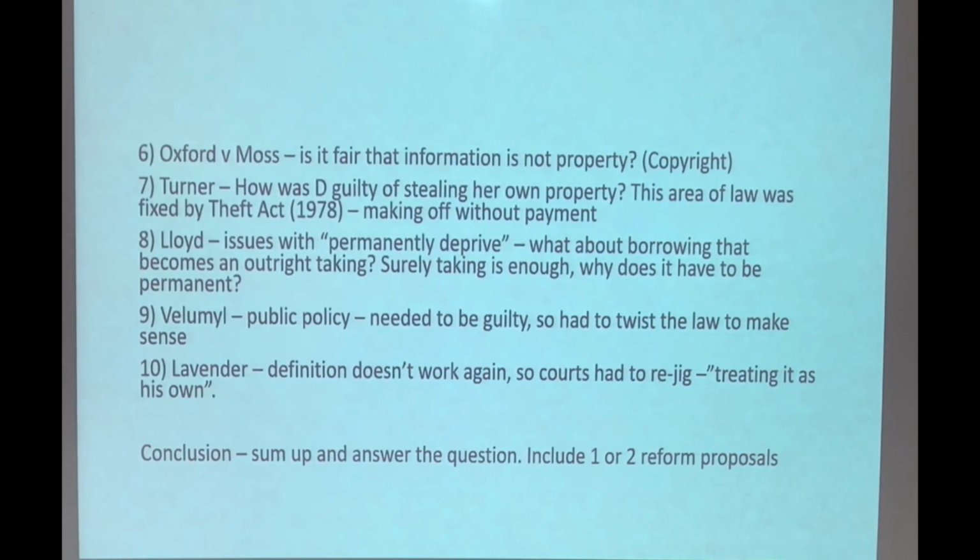Number 6. Oxford v Moss: is it really fair that information is not property? In that case, she did basically steal that information. But bear in mind, it doesn't really matter that information is not property, because in most instances that information will be copyrighted. Exam papers, for instance, are now copyrighted. So there is another means of dealing with that issue rather than perhaps criminal. Although it's still worth bearing in mind: should that be different?